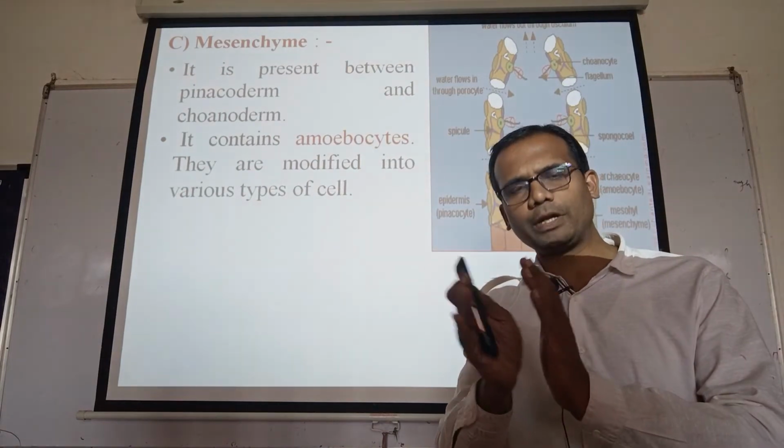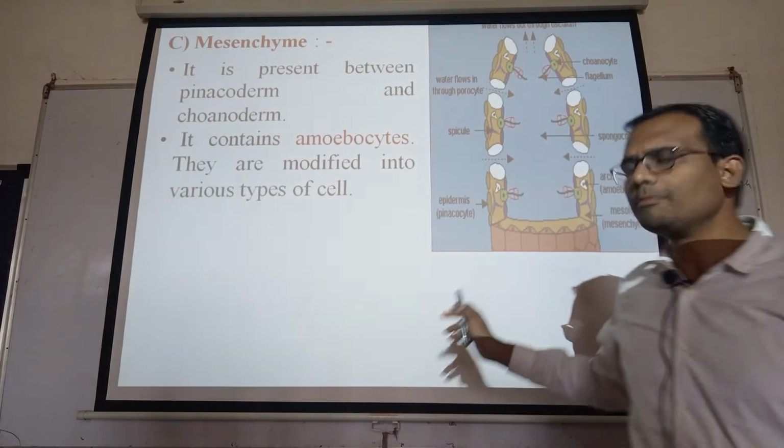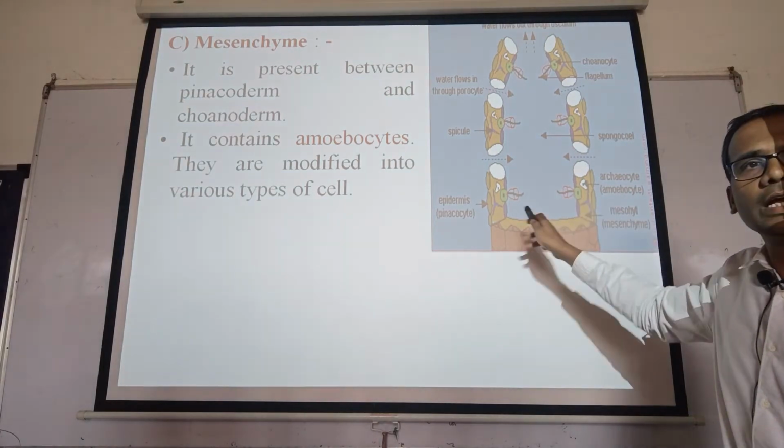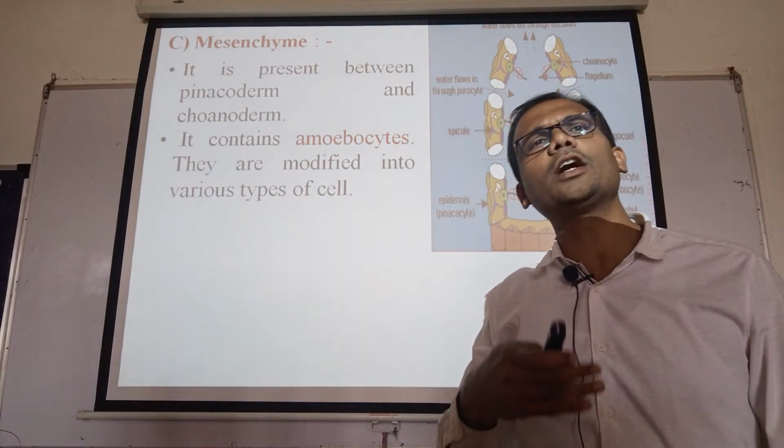In between the pinacoderm and the choanoderm, there is the mesenchyme. It contains different cells, including the amoebocytes.